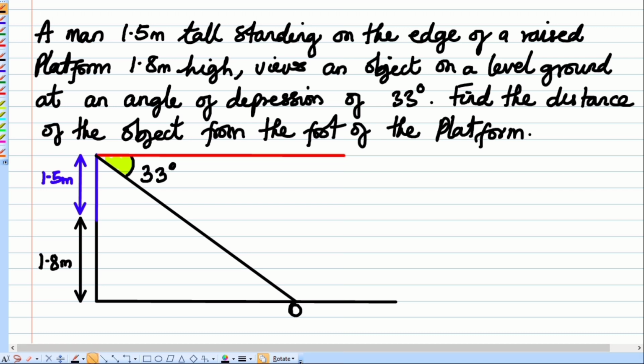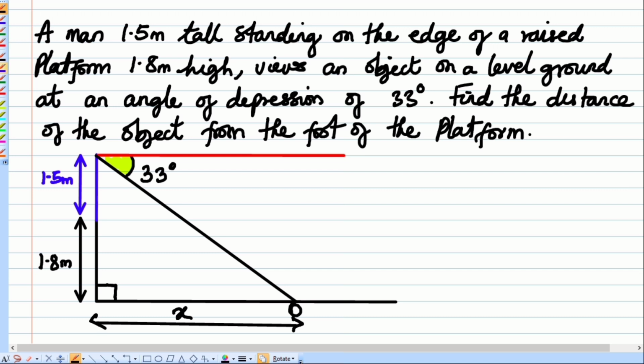So we are looking for this distance from the object O to this point. You see, that's what I'm looking for. That's the foot of the platform. Since that's what I'm looking for, let's call it X. First of all, you need to know that this platform will always be at a right angle to the horizontal floor. So that's 90 degrees. So you see that we have a right angle triangle here.